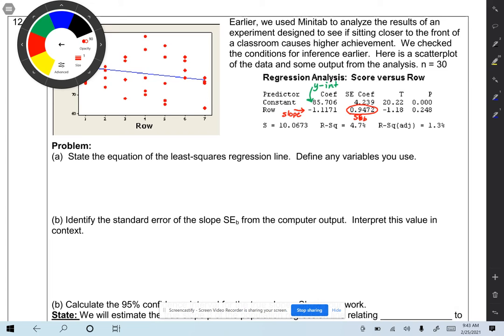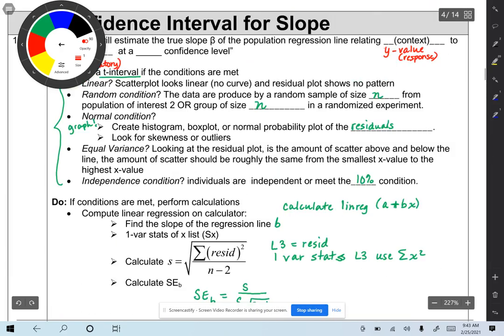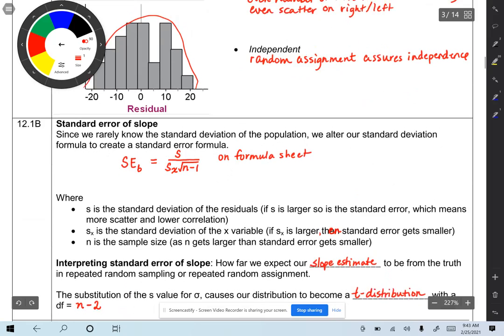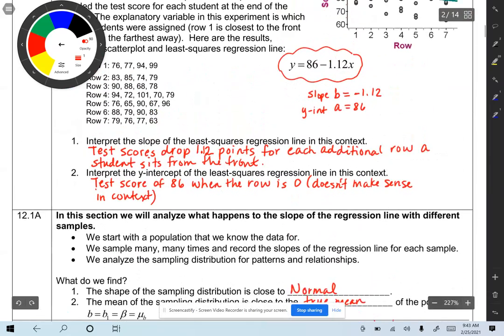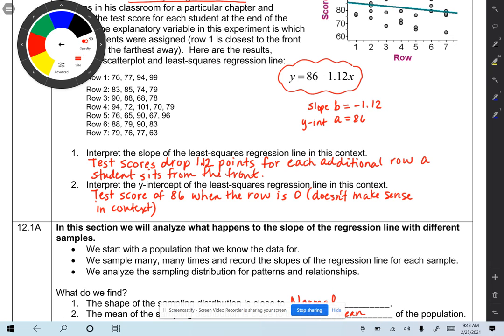State the equation of the least squares regression line. Define any variables you use. Oh, and I wanted to go back over here when we did our original problem. Our least squares regression line, just dawned on me, would have been y hat equals 0.86 minus 1.12x.